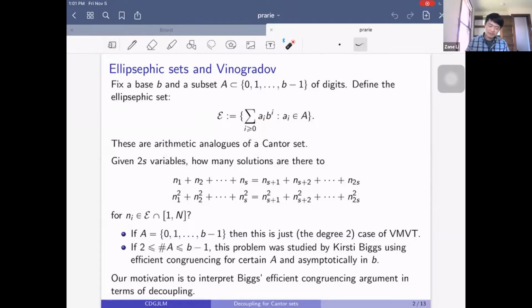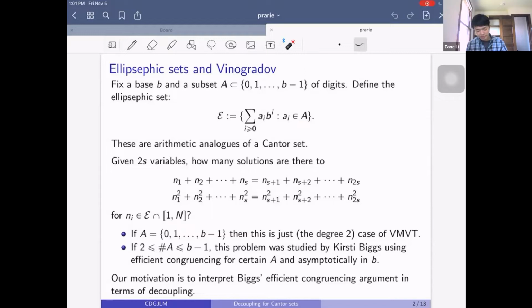It's good to think that these are arithmetic analogs of a Cantor set. Let's ask the following number theory question. I give you two equations and 2S variables, N1 to N2S, all of these integers. How many 2S-tuples are there that satisfy these equations, lie between 1 and N, and when written in base B, have digits in A?